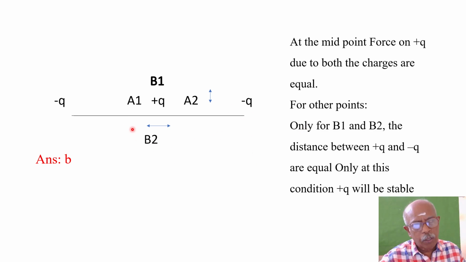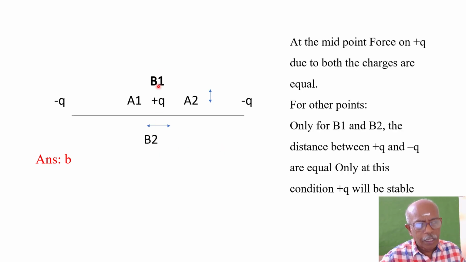It means, in 1 by 4 pi epsilon by r square, as r decreases, the force will increase because the force is inversely proportional to r square. So on this side you will have greater force, and on this side you will have lesser force. So there is no stability. Then what about B1 and B2?